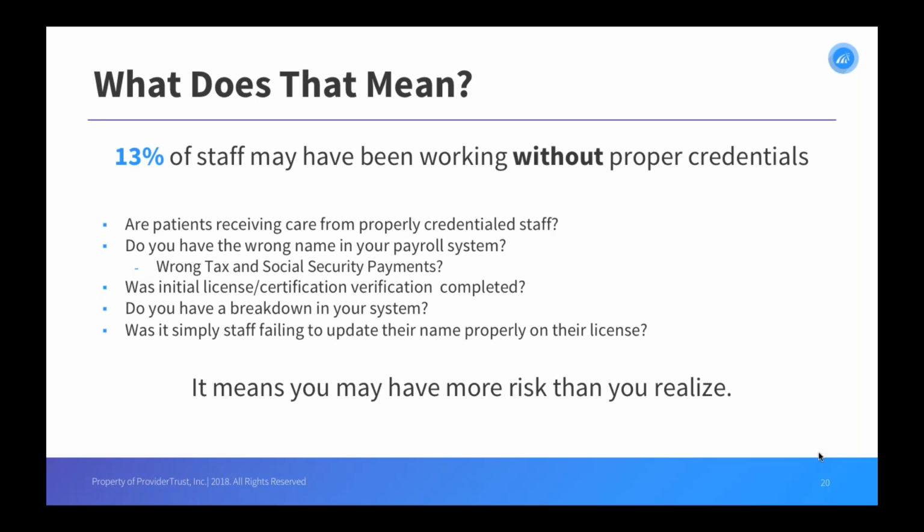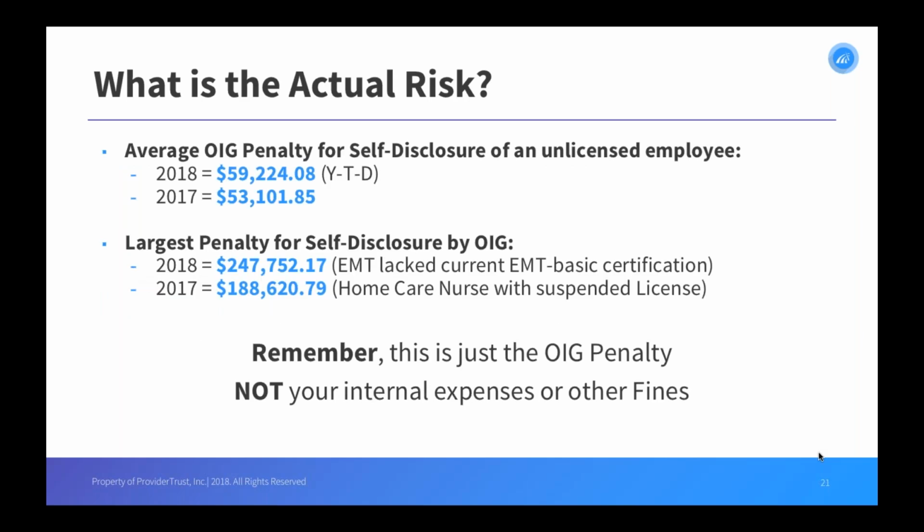So now what's really happening, right? Is it simply that one person failed to update their name on a license, or do I have a systemic problem? At this point, it really just means that you probably have more risk than what you realized. So when we talk about what actual risk is, these are just a couple of quick numbers that we monitor and pay attention to within our Provider Trust family.